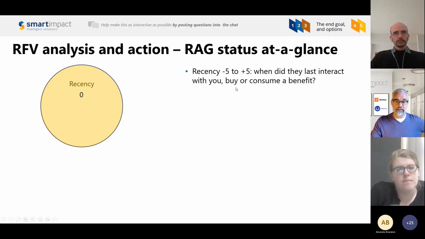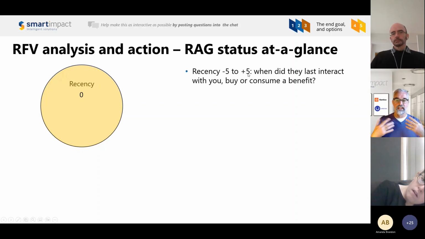So just very quickly through this, the idea of recency, frequency and value is looking at, on a score of -5 to 5, when did they last interact with you, or when did they last buy or consume a benefit?